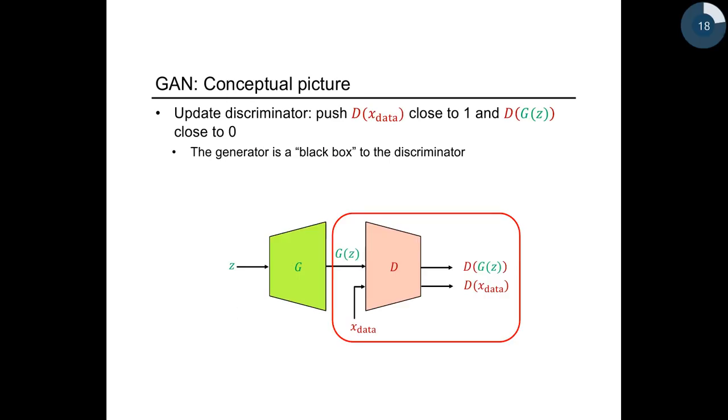Here is a conceptual picture of the GAN. The discriminator on the real data is pushed towards 1, and the discriminator on the fake data, or on the generated images, is pushed to make it closer to 0. So the generator is a black box to the discriminator.